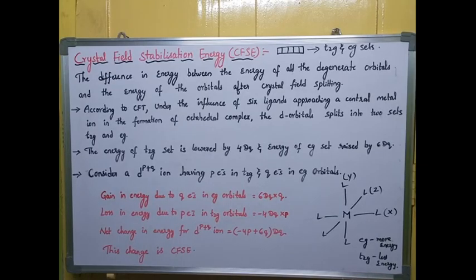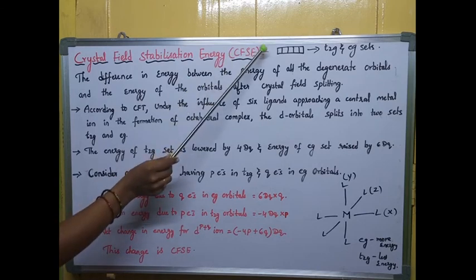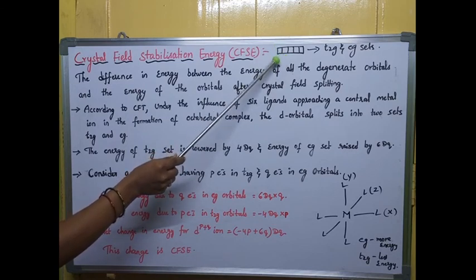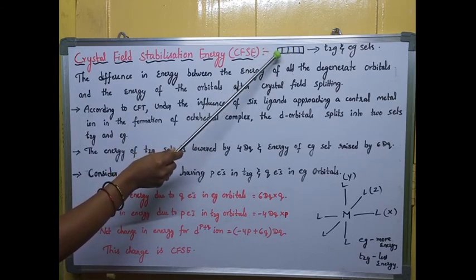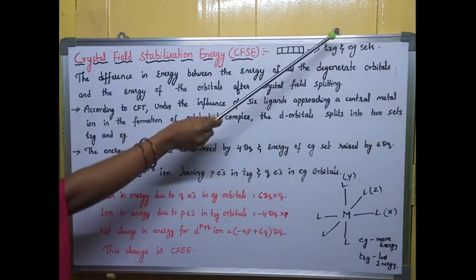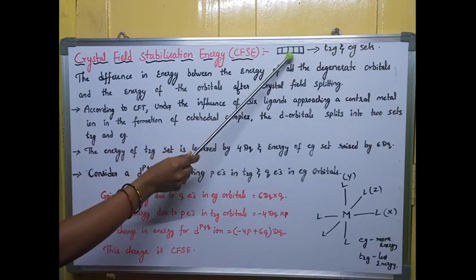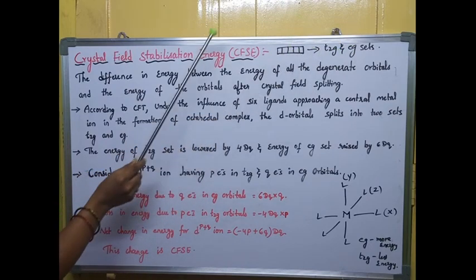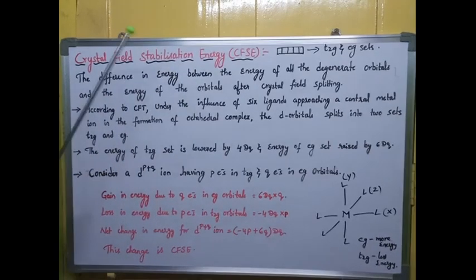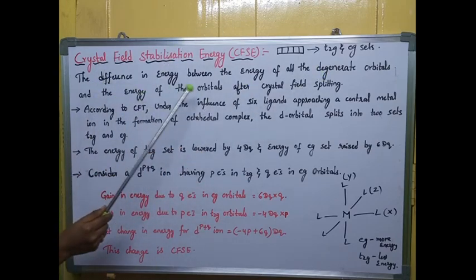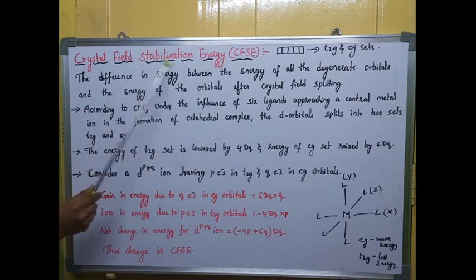Coming to the next topic, crystal field stabilization energy. It is indicated by CFSE. This energy is the difference between the energy of degenerate orbitals. We know that degenerate orbitals will have similar energy, so all d orbitals will have the same energy in the beginning. After splitting, they'll have different sets, t2g and eg. These two sets will have different energy, and the energy difference between these two is called the crystal field stabilization energy. The difference between the energy of all the degenerate orbitals and the energy of d orbitals after crystal field splitting is called CFSE.